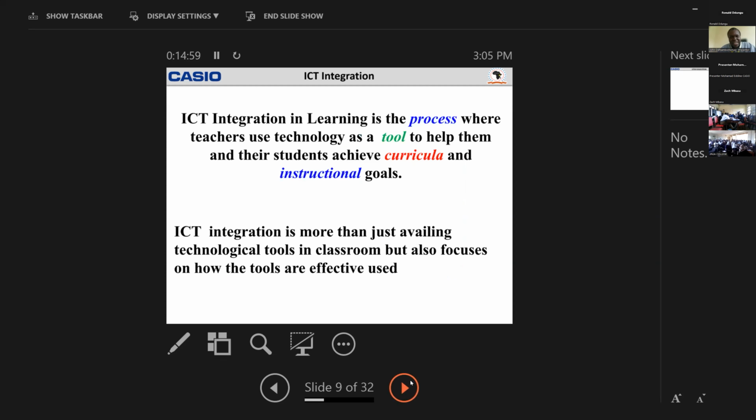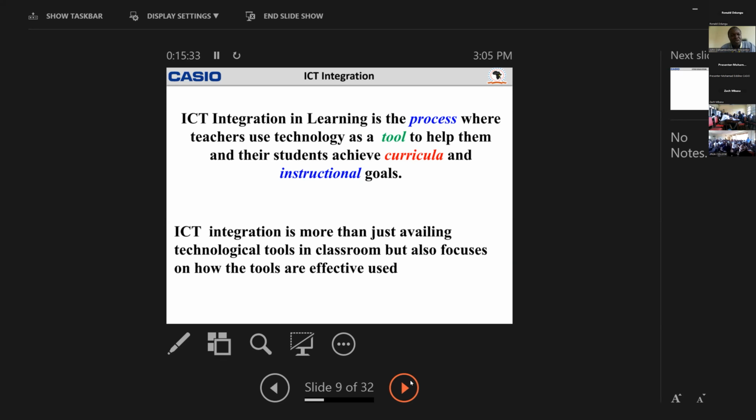ICT integration in learning is the process. That's why we are putting it in blue there: process, where teachers, whom we want to talk of as facilitators, use technology as a tool to help the teachers and their learners achieve the curricular and instructional objectives. ICT, therefore, when it is integrated, is more than just availing technological tools. No, it is more than that.